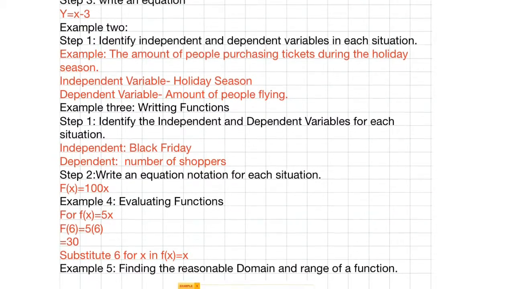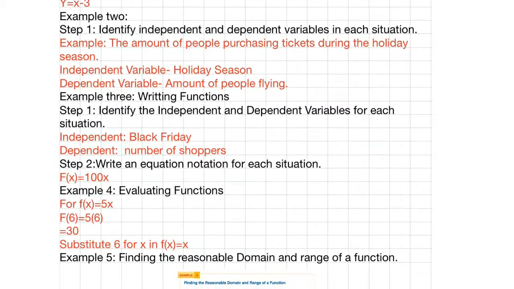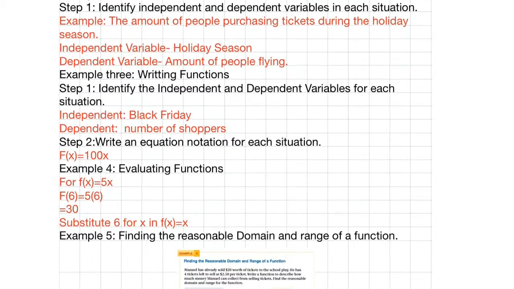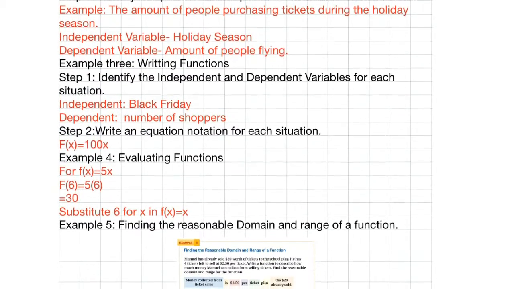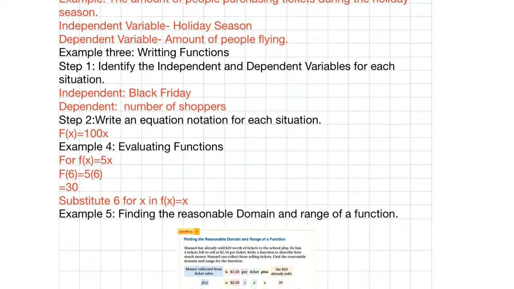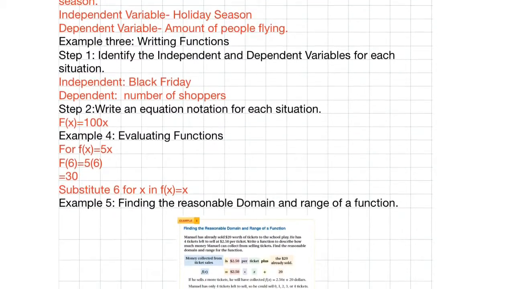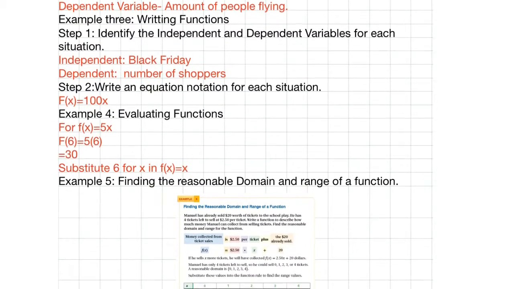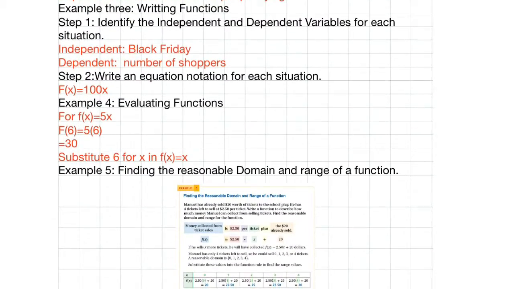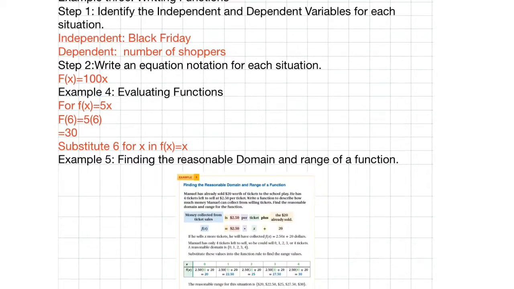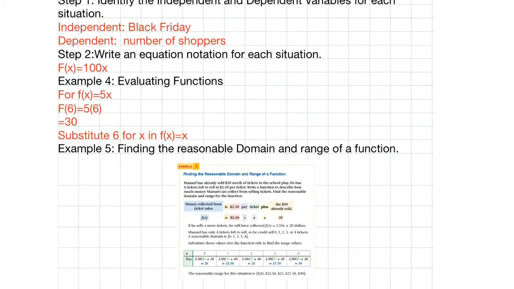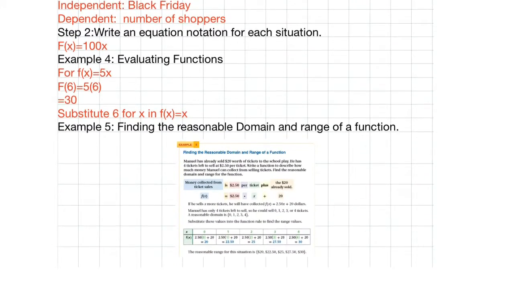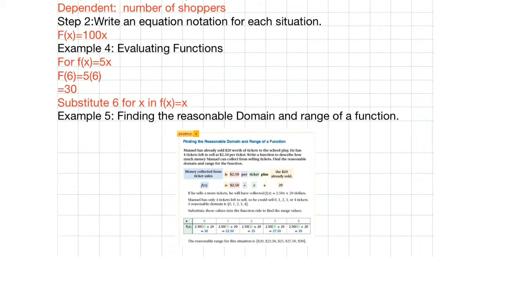Example 3. Writing functions. Step 1: identify the independent and dependent variables for each situation. Step 2: write an equation in function notation for each situation. f of x equals 100x. Example 4. Evaluating functions. For f of x equals 5x, f of 6 equals 5 times 6, which equals 30. Substitute 6 for x in f of x equals 5x. Example 5. Finding the reasonable domain and range of a function.